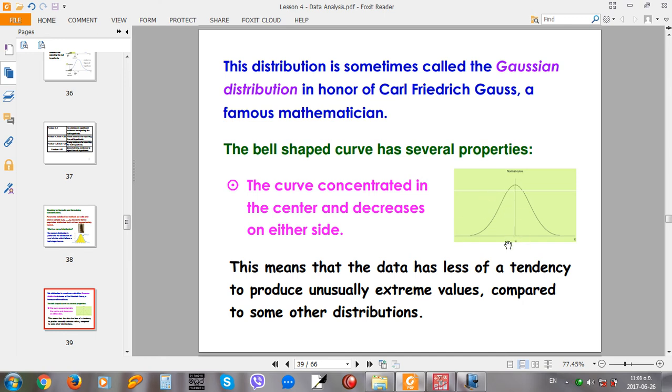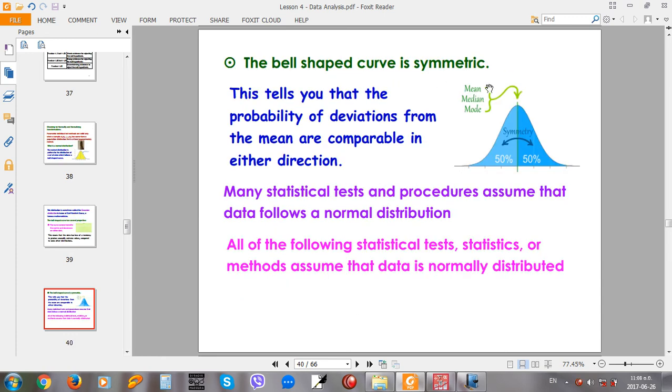Here the mean, median and mode are on one line in the normal curve. This means that the data has less of a tendency to produce unusually extreme values compared to some other distributions. The bell-shaped curve is symmetric: 50% on this side of the mean and 50% on that side, with the mean, median and mode in the middle. This tells you that the probability of deviations from the mean is comparable in either direction.